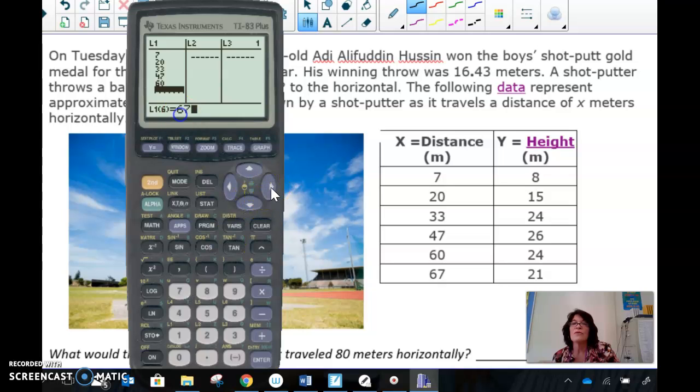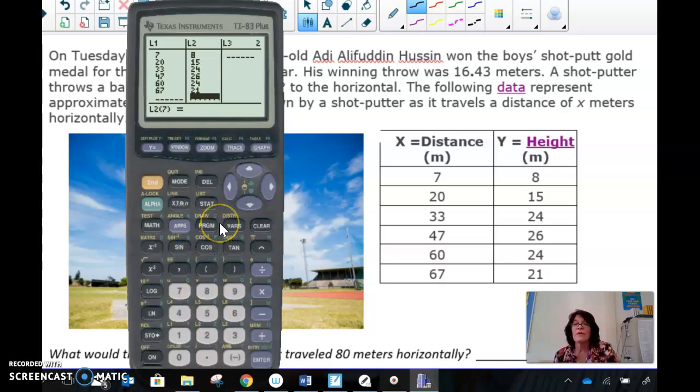Now I'm going to go over to my next list. I hit the right arrow, got me to my next list. I'll enter my Y coordinates. 8, 15, 24, 26, and then back to 24 and 21. Okay, I'm literally just typing in the data that they gave me. Is that all right?